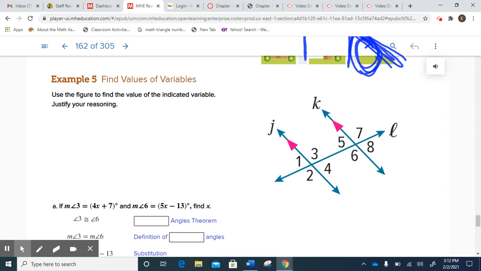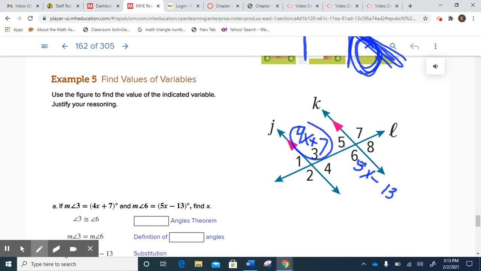All right, use the figure to find the value of the indicated variable. Ooh, this one is a really good one because instead we're using equations. So let's take a look. Angle 3 is 4x plus 7, and angle 6 is 5x minus 13. Instead of just getting to know what angle measures they are, we have to decide how to set them up. Once again, they're either equal or they add to 180.